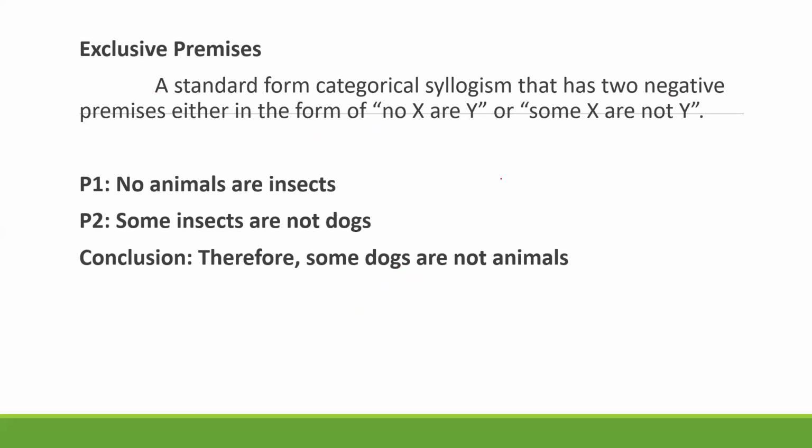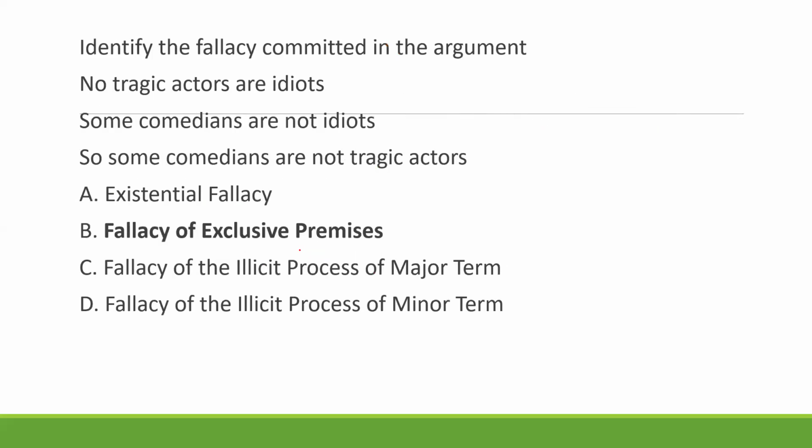For the next one, exclusive premises, it will be very easy. A standard form categorical syllogism that has two negative premises, either in the form of no X are Y and some X are not Y. Means here, if both the premises come in the negative form, no and some not, this is called exclusive premises. That's all. So here, no animals are insects, some insects are not dogs. We just check both the premises only. It's enough.